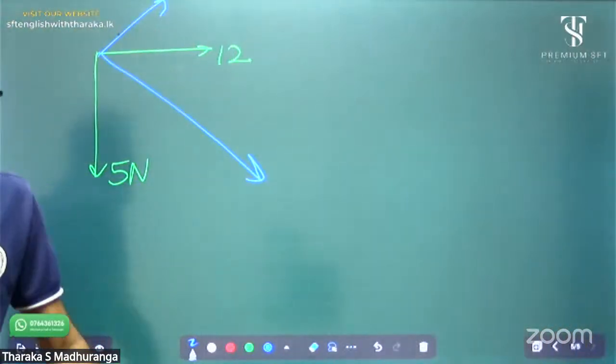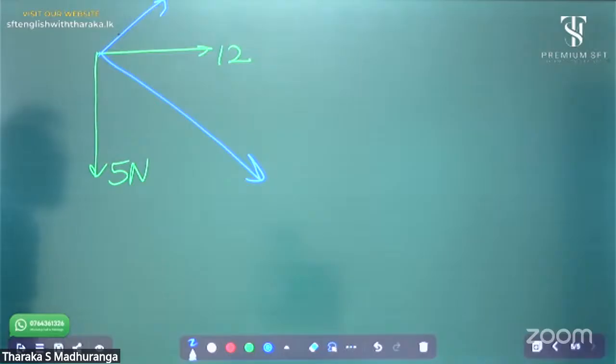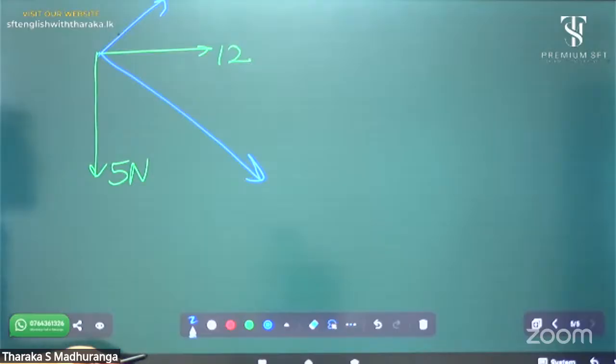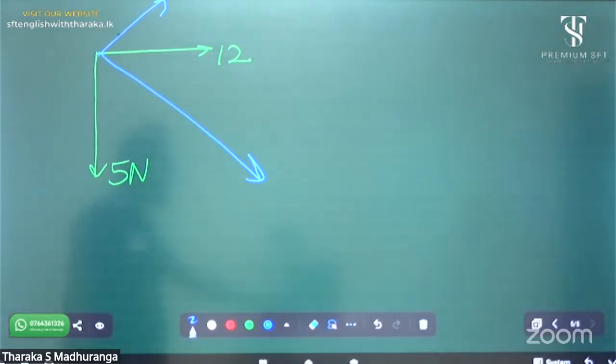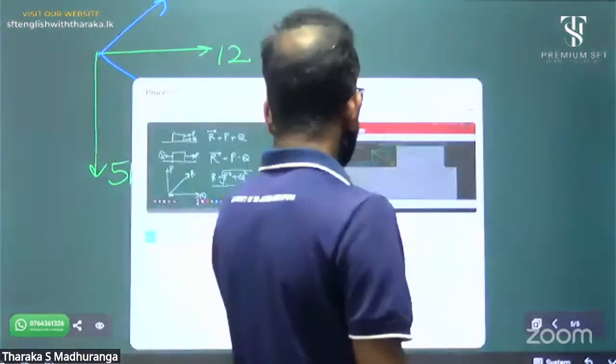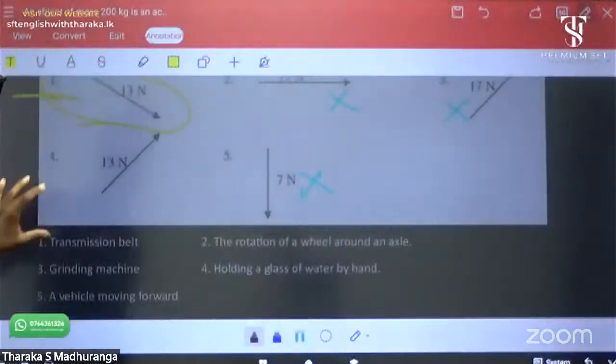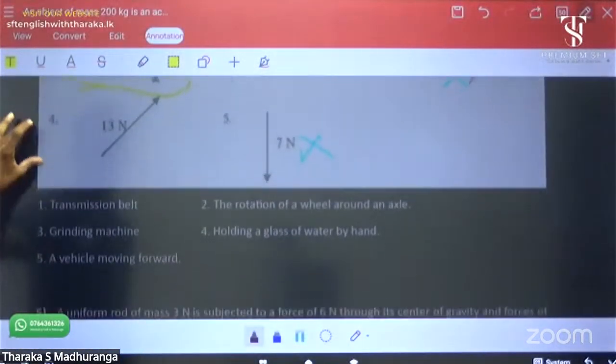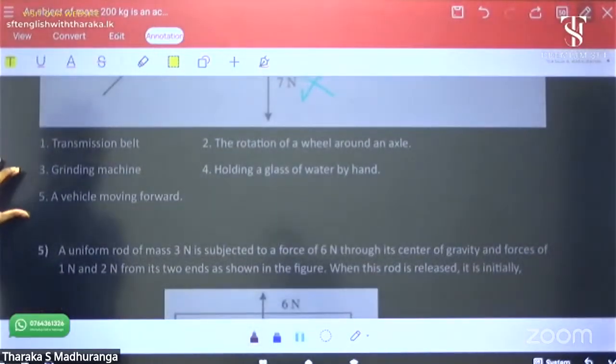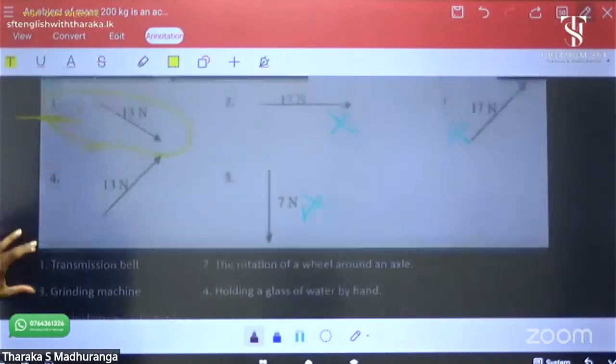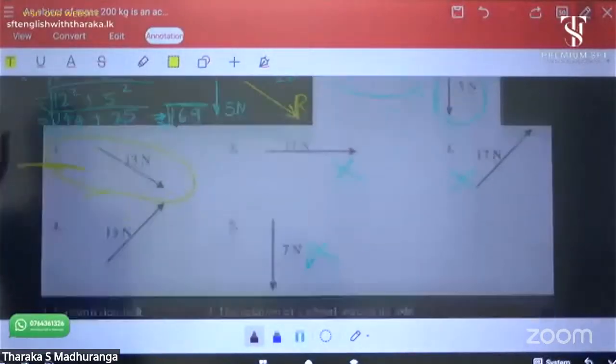Sarmya, correct? Good. Okay. Let's move into question number 4. Question number 4 is missing. Question number 5.